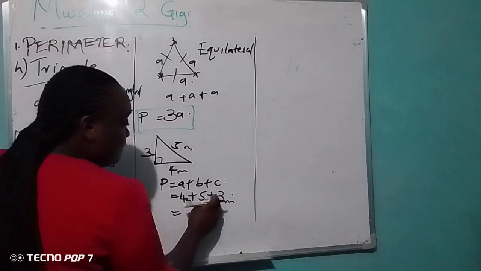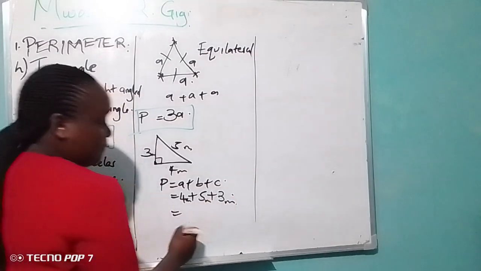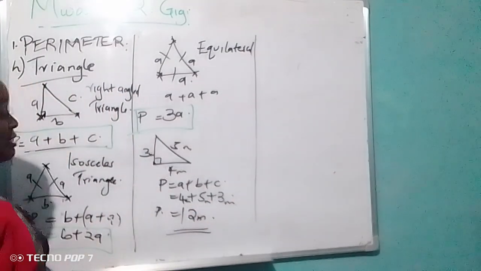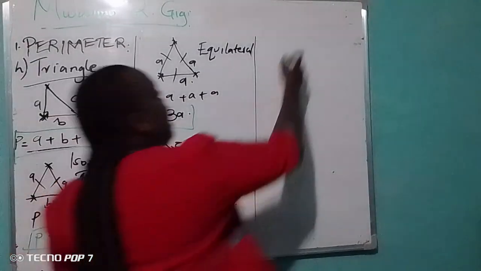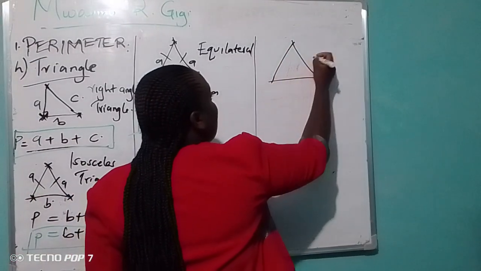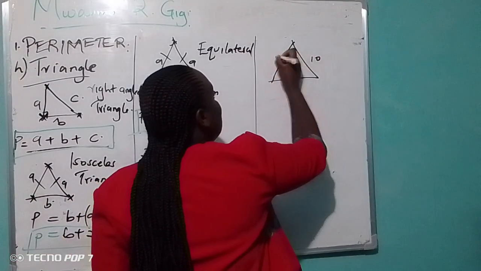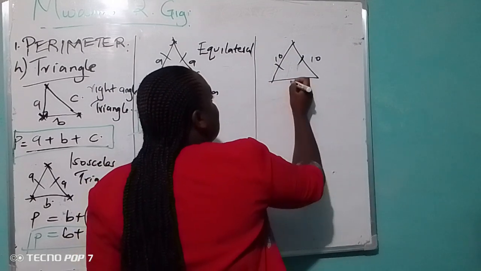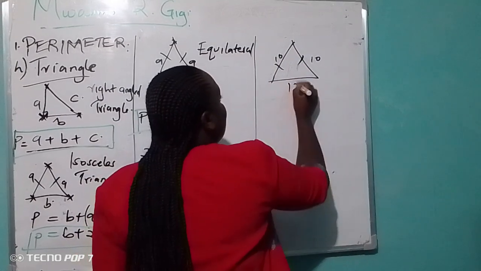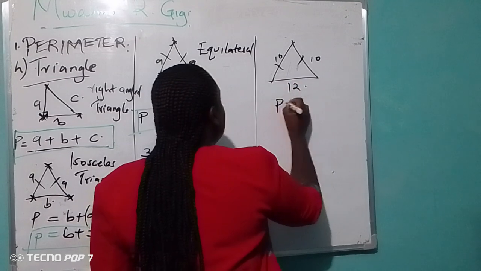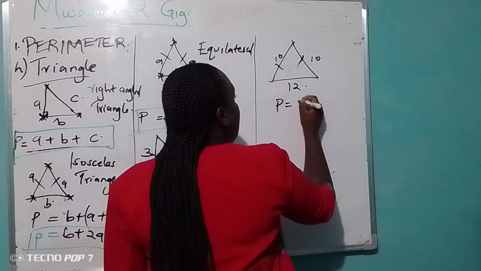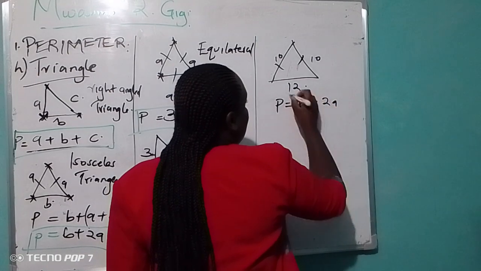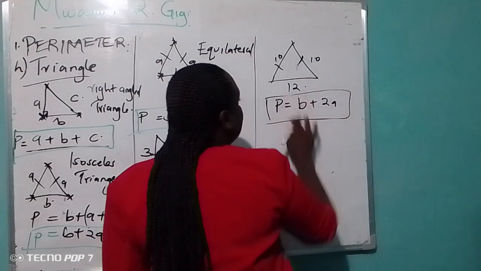Only 3 is equals to 12 meters. So that is a right angle triangle. Tukiangalia isosceles triangle, you'll find if this side is 10, this side will be 10. Alafu this side, let's say it's 12. Sindio? So perimeter is equals to B plus 2A. Sindio? B plus 2A.